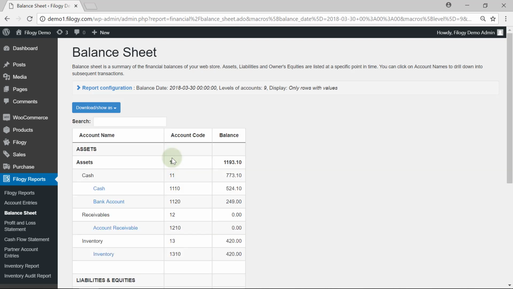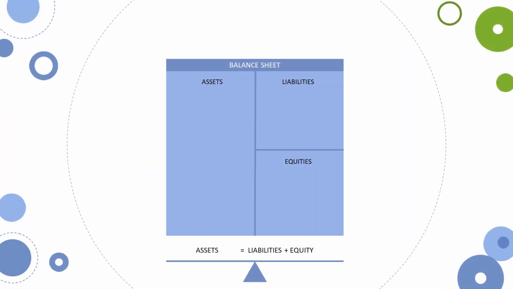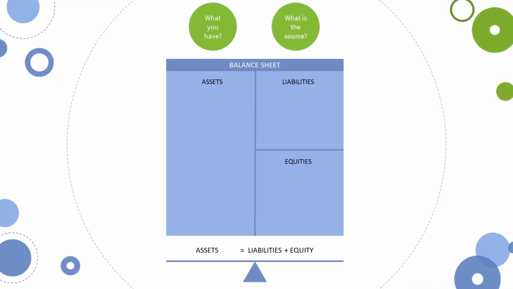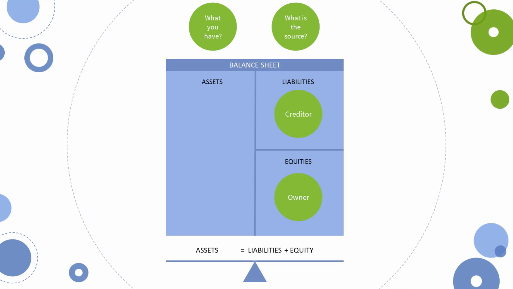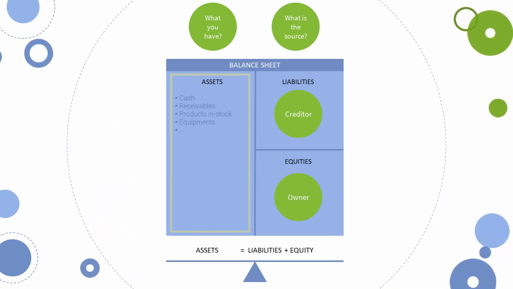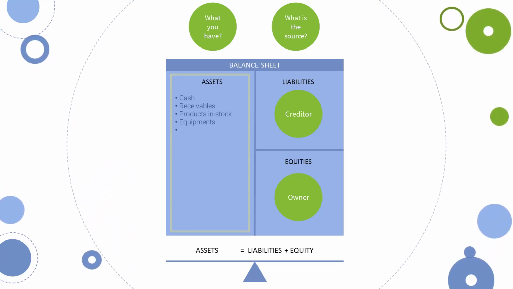You've seen it in an earlier episode, but let's repeat what's on the balance sheet. The balance sheet has 2 sides. The left side shows what you have, the right side shows what is the source of it. The source can be a creditor or an owner. The left side is called assets. It can be, for example, cash, receivables, products in stock, or an equipment of the business.